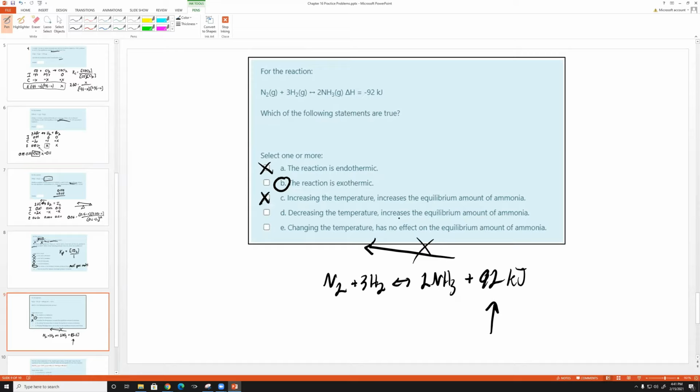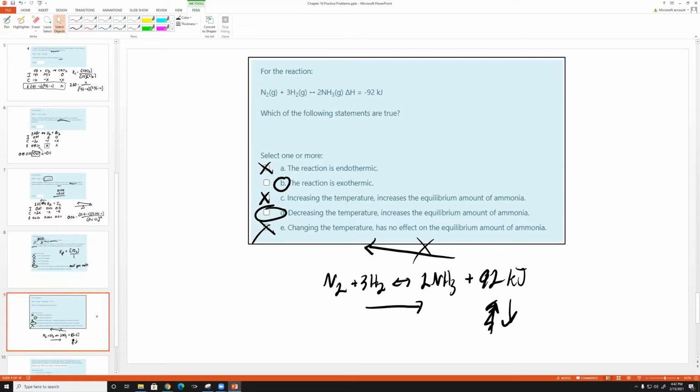Decreasing the temperature will increase the equilibrium amount of ammonia. That's true, because if we decrease heat, we can consider it as a product in this case, in an exothermic reaction. If you decrease heat, in order to regain that equilibrium of heat, the reaction will go to the right, and the equilibrium amount of ammonia will increase. So that's good. Changing the temperature has no effect on the equilibrium amount. That's not true.